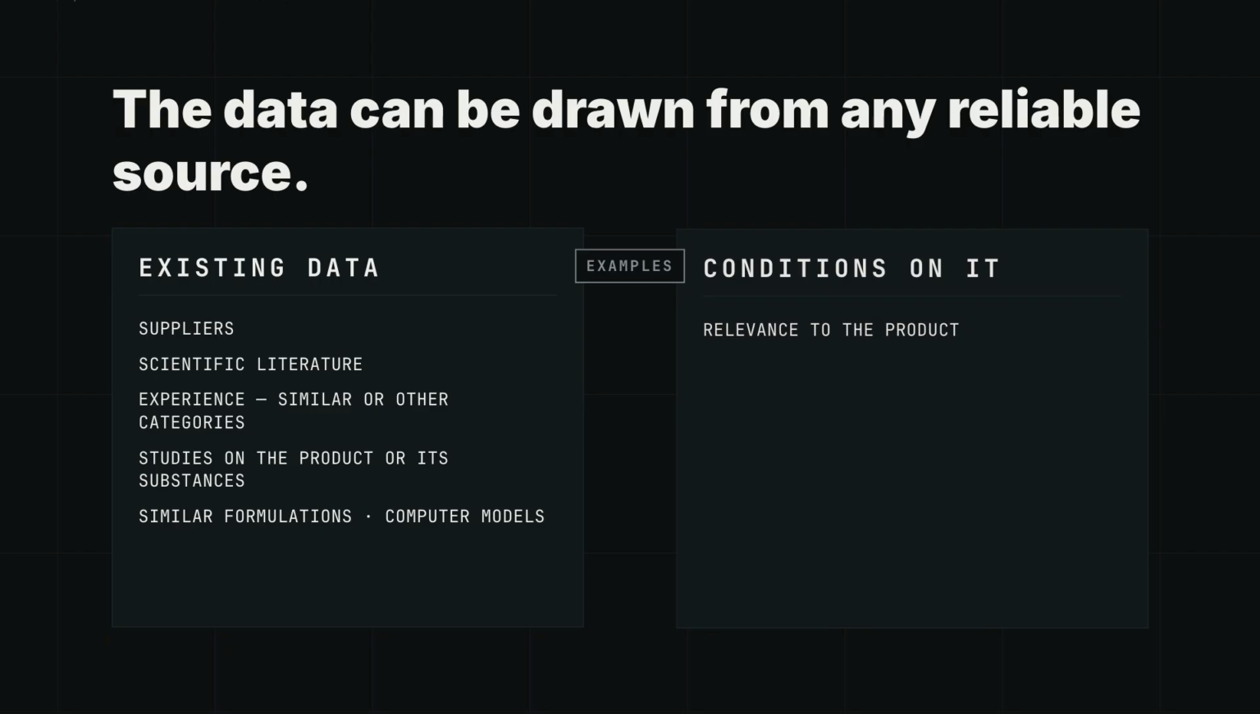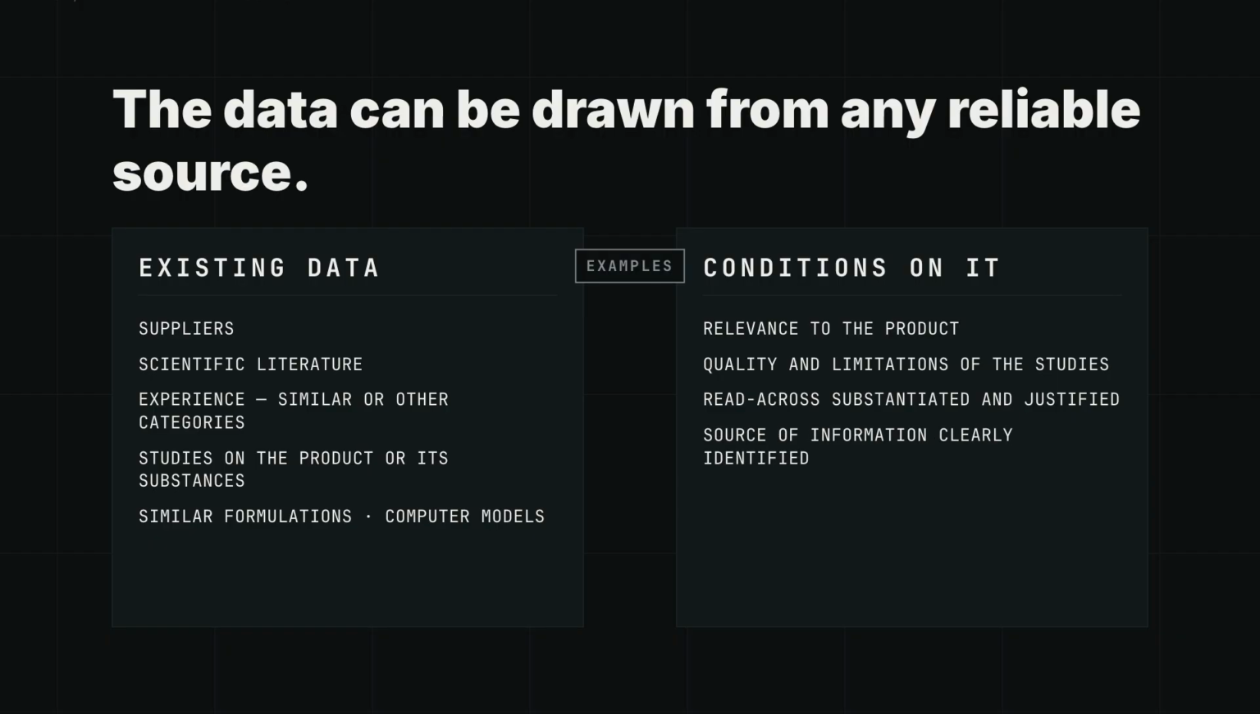The guidance asks the report to highlight the relevance of the data in relation to the product and asks the assessor to consider the quality and limitations of the studies used. On the toxicological profile specifically, the regulation goes further than the guidance. Annex I Section 8 says any read-across shall be duly substantiated and justified, and that the source of information shall be clearly identified. Shall, not should. And there, the guidance asks the assessor to ensure the experimental data complies with Article 18 on animal testing.